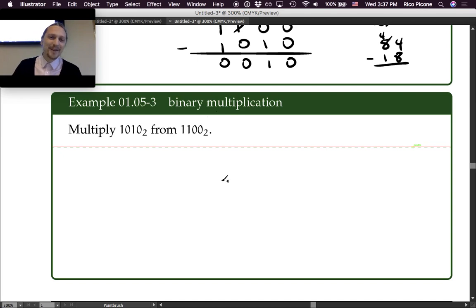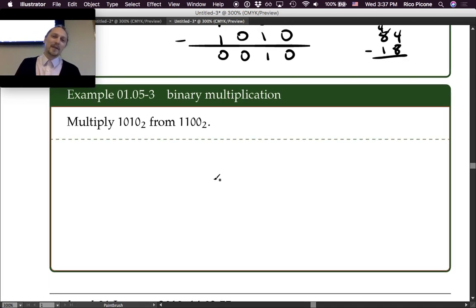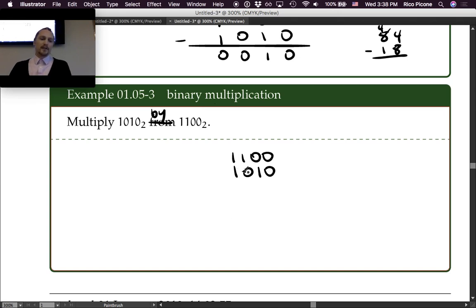Okay, so let's multiply these two numbers. I guess you would usually multiply a number by another number. Yes, so we have 1, 0, 0, and 1, 0, 1, 0. Either one can do, so multiply. Okay, it's the same procedure as from before.